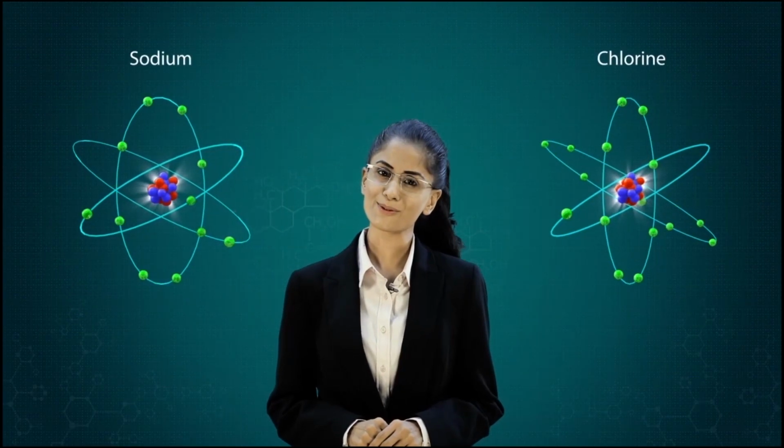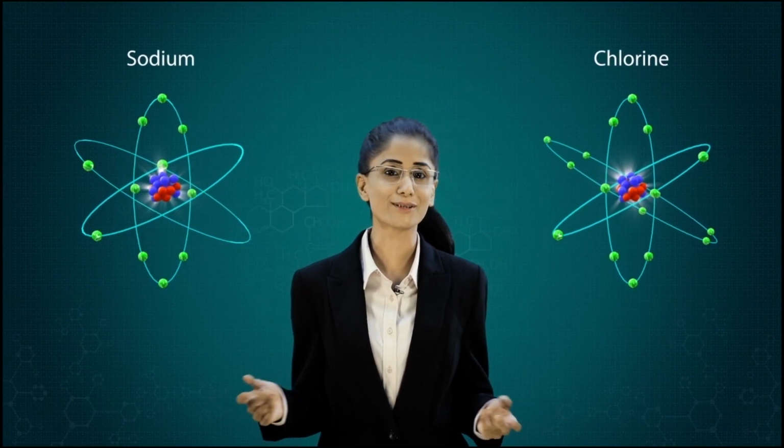Most atoms become stable by just reaching the octet state. When an atom obtains 8 electrons in its outermost shell or the valence shell, it is said to have achieved an octet. So, how do these atoms attain the stable octet state?